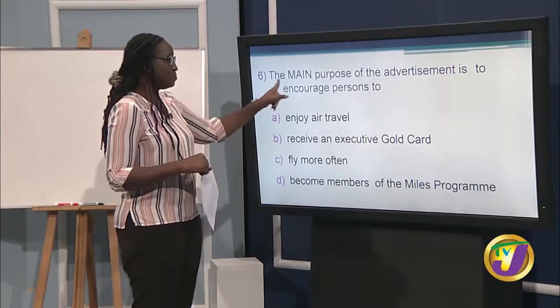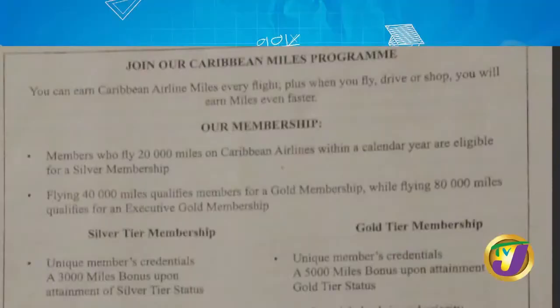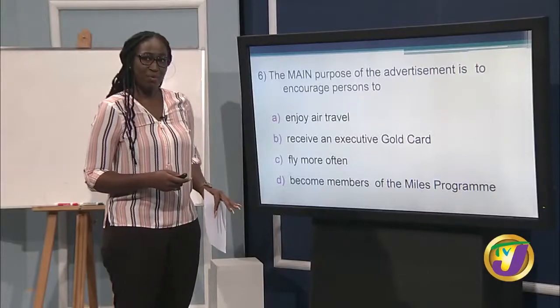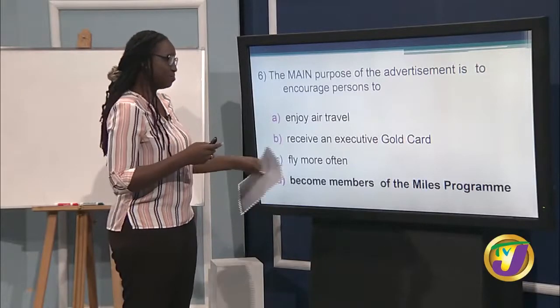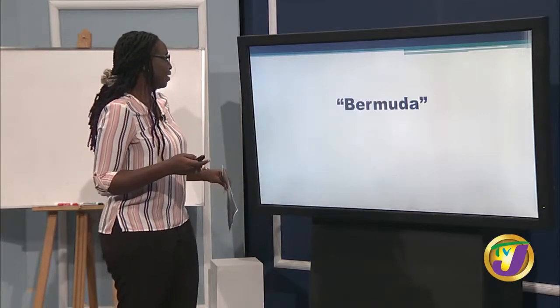Now notice main. So several of these things could have been achieved through the ad. However, you are focusing on what was the main thing that they wanted. So if you're going to narrow it down, you have two possibilities: to get people to fly more often or to get people to become members of the program. Now, would they want you to just fly more often with any airline? Or would they want you to fly more often to become members of the program? Very good. So let's look at Bermuda.